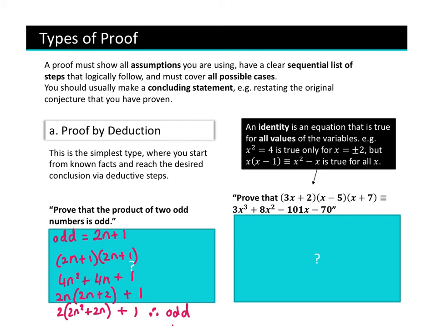And then the second type of proof is, as we've seen before, identities. You've got to prove that this multiplied equals this. What we like to do with these types of proof is say left-hand side equals 3x plus 2, x minus 5, x plus 7. And then we keep going. If I expand the first two brackets, 3x times x is 3x squared. 2 times minus 5 is minus 10. 2 times x is 2x. 3x times minus 5 is minus 15x plus 2x, minus 13x, multiplied by x plus 7.